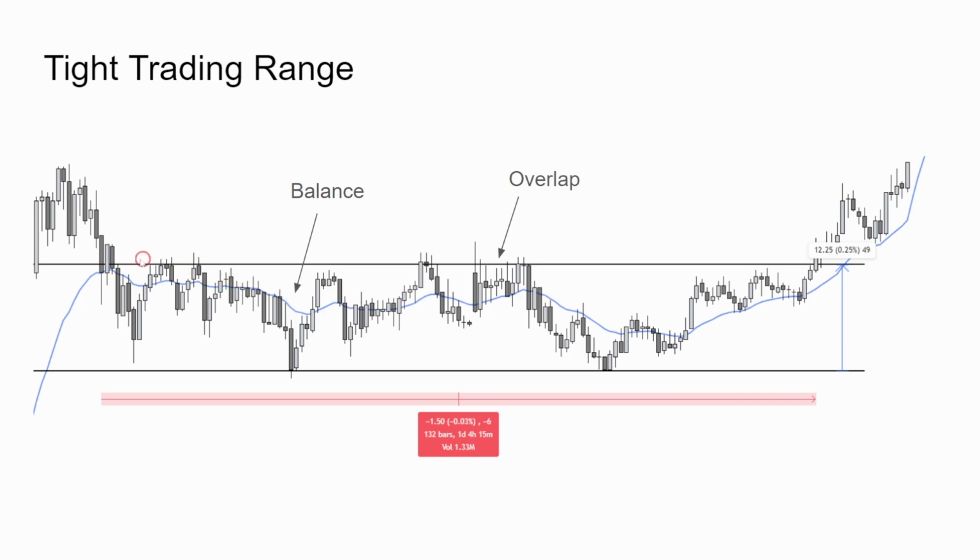And if we see right here, the market trends a little bit higher above the EMA, snaps down and reverses right back up. So it's oscillating above and below the EMA. That's balance and overlap.